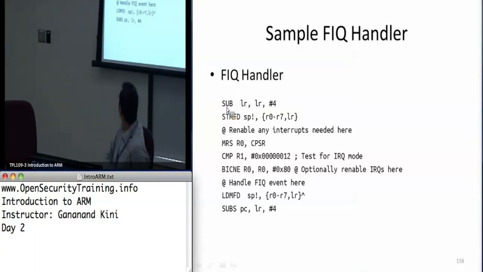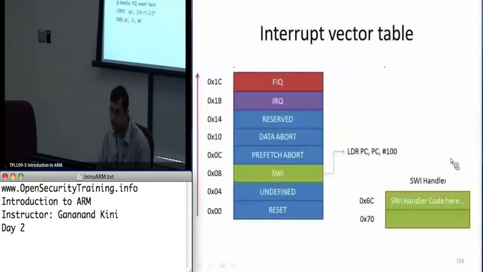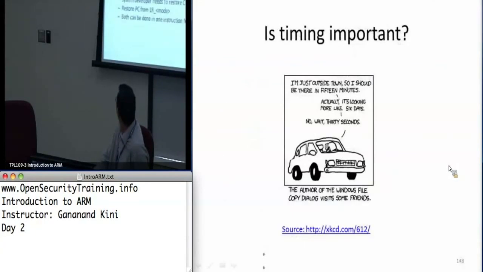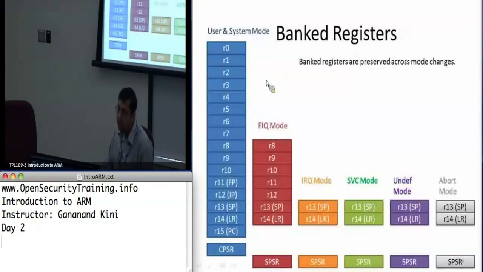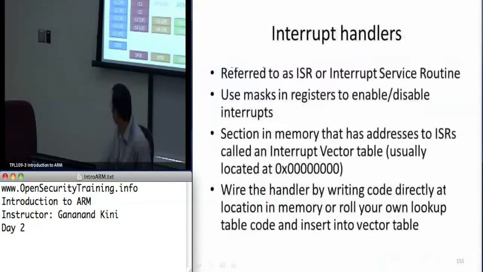So in this case, you only save R0 through R7. If you remember our banked register set, R8 through R14 are actually banked for us, which means we have fewer registers to save to the stack. So we only have to save R0 through R7, and that essentially makes the FIQ handler a little bit faster, if you will. So.